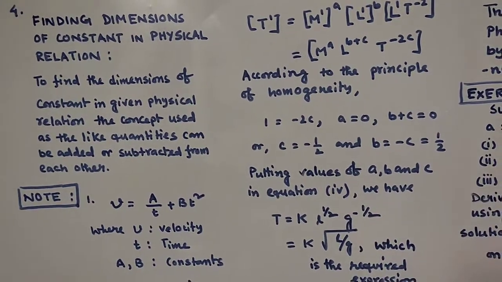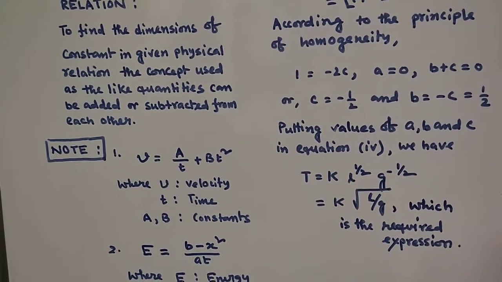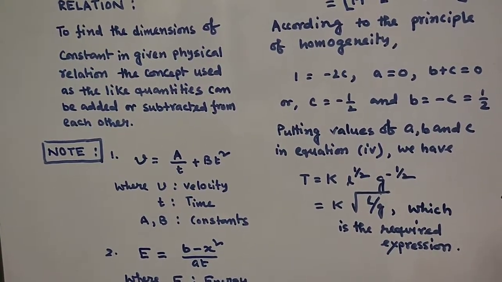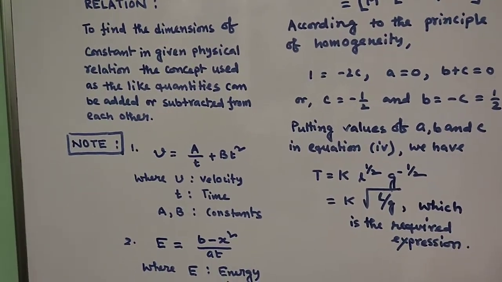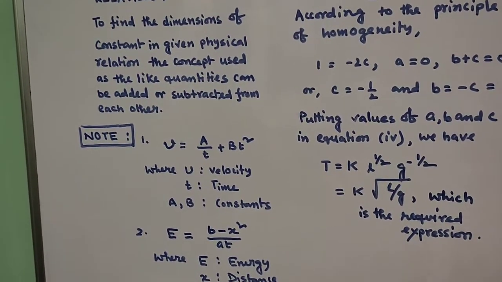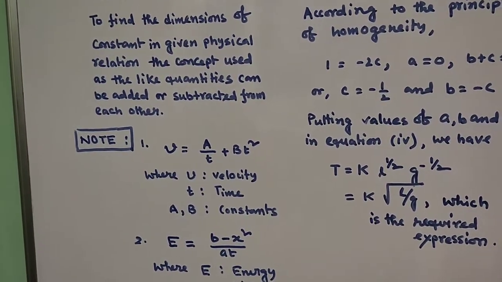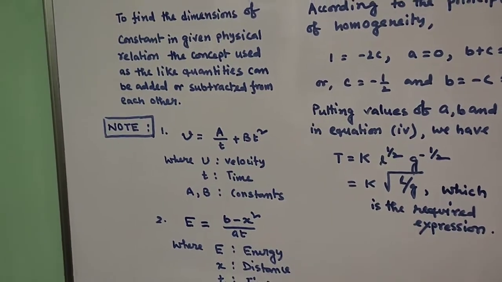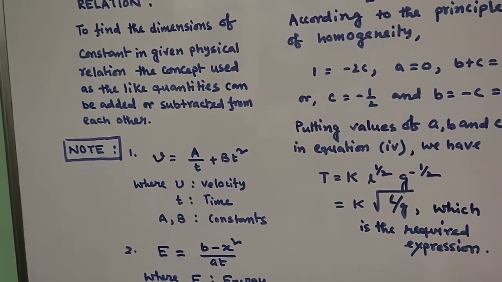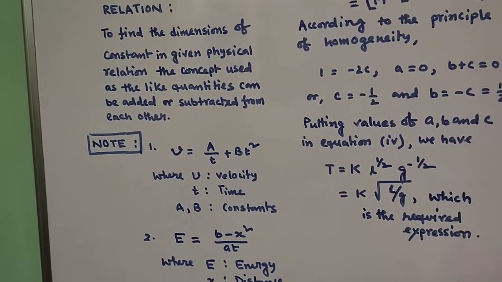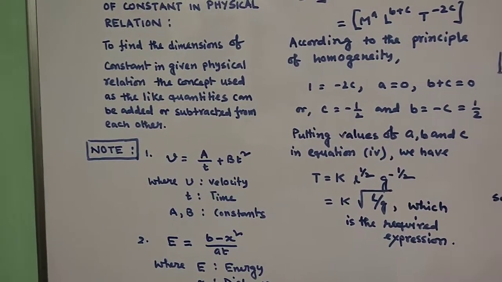So if I give you some expression, for example, under note number 1, v equals a by t plus bt square. So v is nothing but a sum of two terms. So v defines velocity, so a by t also defines velocity, bt square also defines velocity. So velocity dimension is LT minus 1. So a by t equals LT minus 1, so you can define the dimension for a. For bt square, t is your time, so again the dimension of bt square equals LT minus 1. So you can simplify and find out b. So you can define constants for a and b because we are expressing velocity in terms of two terms.